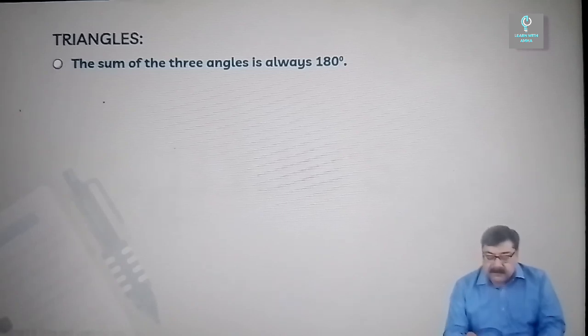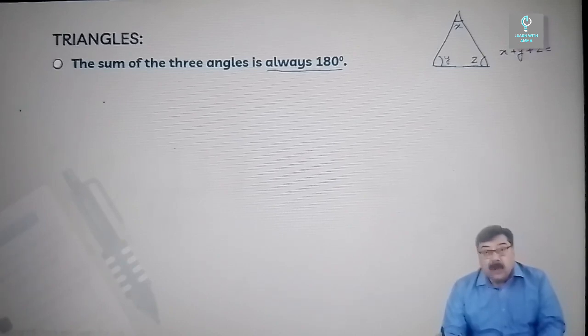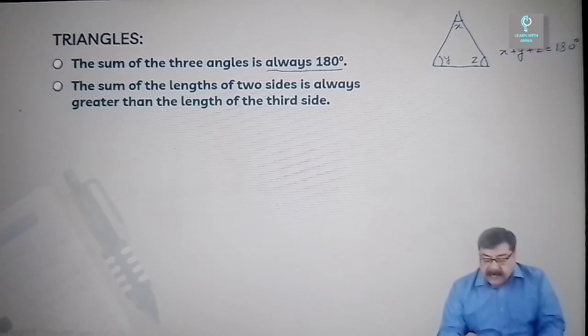Some of the features: the sum of the three angles is always 180 degrees. So if at all, let us say this is a triangle, this is angle X, this is angle Y, this is angle Z, then x plus y plus z, the sum of the three angles, shall always be equal to 180 degrees. The sum of the lengths of two sides is always greater than the length of the third side.